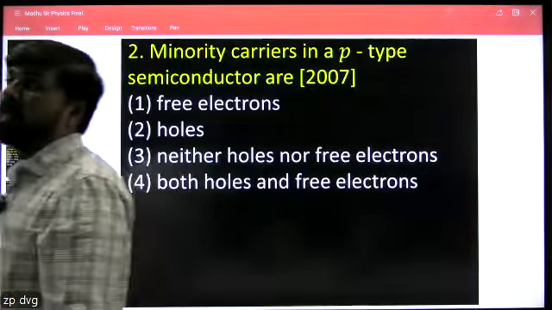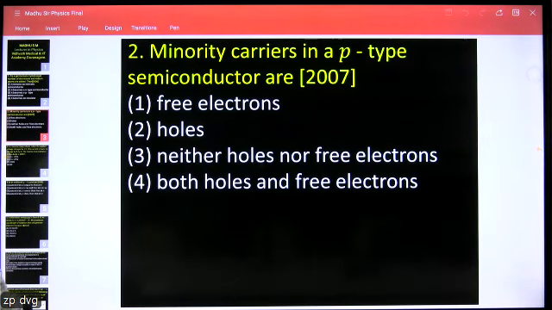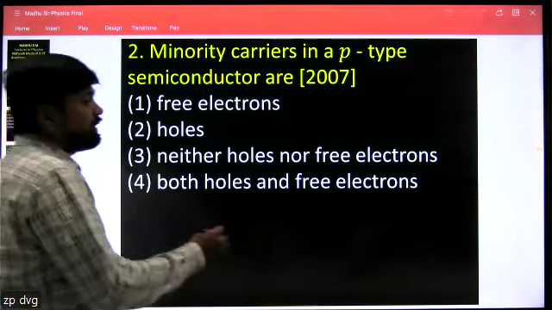Second question, minority carriers in a p-type semiconductor are what? They are asking for minority charge carriers, not majority.